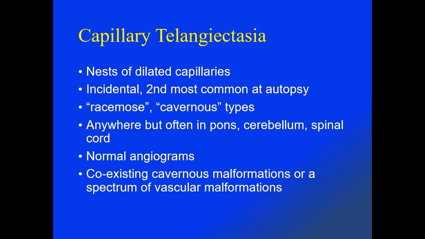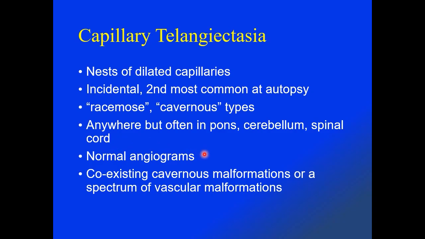Capillary telangiectasia typically are even smaller than cavernous malformations, often difficult to recognize on imaging, and they represent nests of dilated capillaries. They are almost always incidental, and apparently they are the second most common finding in autopsy. There are a couple of different subtypes of capillary telangiectasias histologically. They can be found anywhere, but often in pons, cerebellum, and spinal cord, kind of locations where it's difficult to actually confirm by histology in patients.